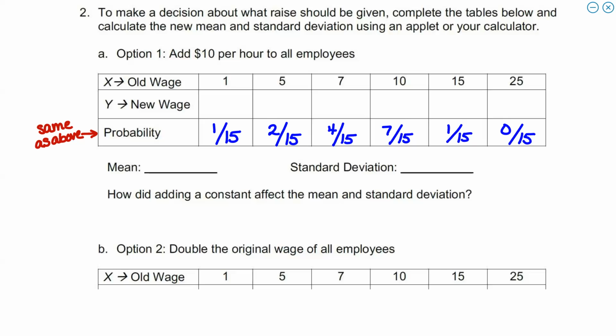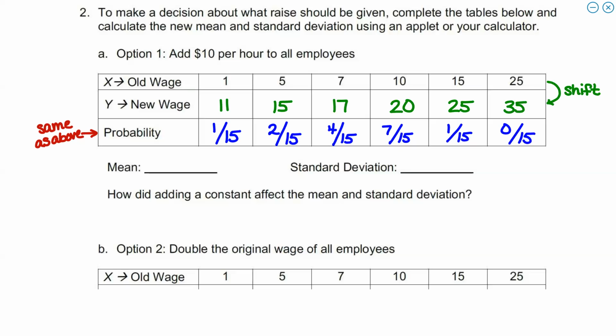What would those new wages do? So one would be 11 and then 15, yes. So there's just this shift. If I were to see this graphically like a histogram, I would just see that entire histogram take one giant step to the right. The whole thing moved.